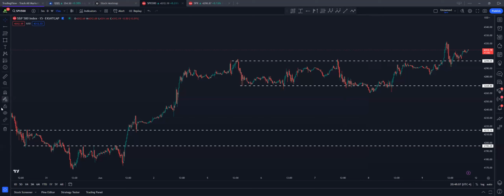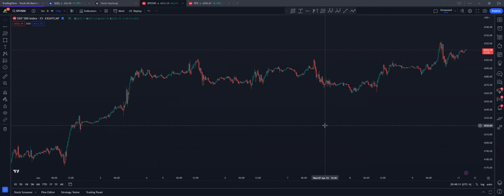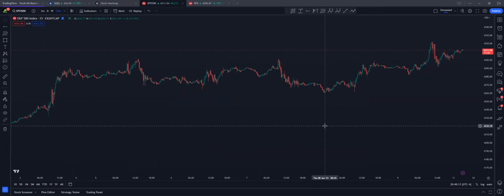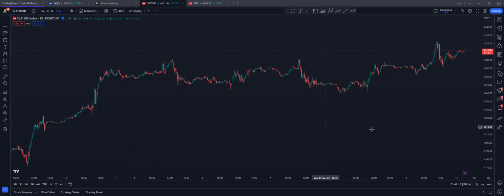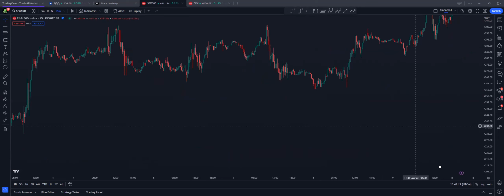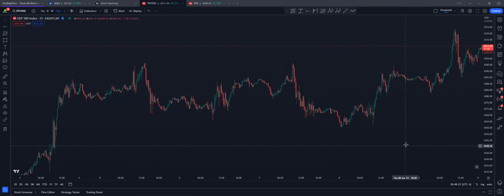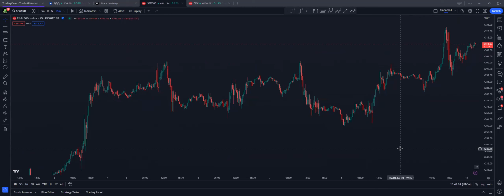So how do you identify an area of demand and an area of supply? The key is consolidation. Consolidation. That is the key. Let's take a look here at SPX, right? Where do we see an area of high consolidation? Right here, right? Between 4281, 4271. You see, this is an area where the price liked to consolidate.